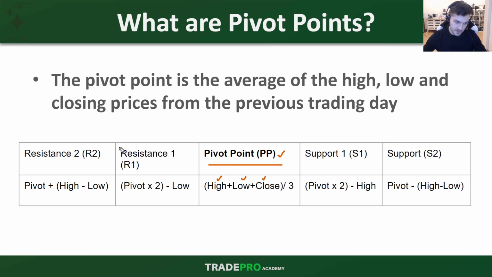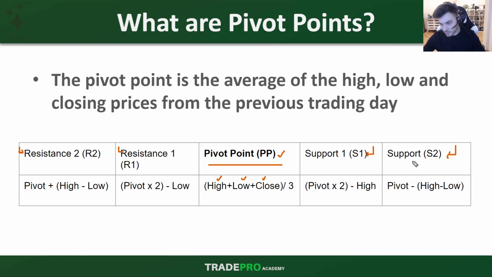And resistance number 1, resistance number 2, support number 1, and support number 2 are calculated based on this pivot calculation. So as you can see here, resistance number 1 is calculated by multiplying the pivot by 2 and subtracting the low. Support number 1 is calculated the opposite way, multiplying the pivot by 2 and subtracting the high.